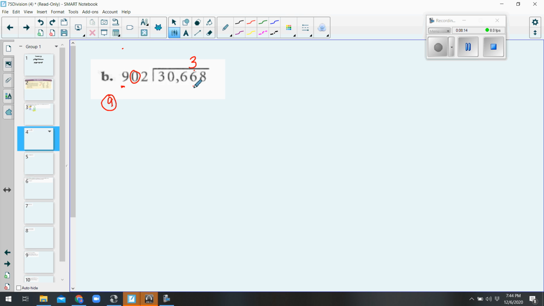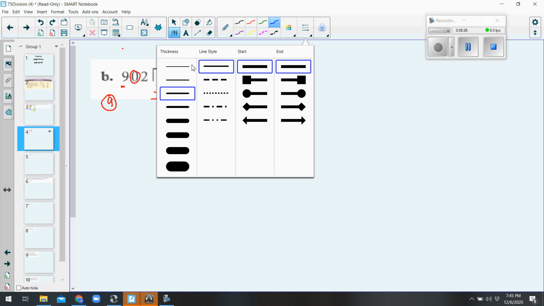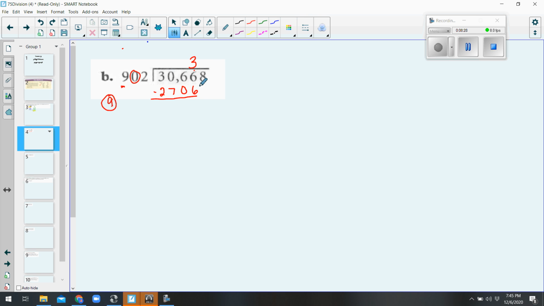3 times 2 is 6. 3 times 0 is 0. And 3 times 9 is 27. And then we're going to subtract. 6 minus 6 is 0. 6 minus 0 is 6. I cannot say 0 minus 7. You can borrow here, but you should be able to see that's 30 minus 27. But 10 minus 7 is 3 if you don't see that 30 minus 27 is 3. Compare, 360 is less than 902. So I'm going to bring down my 8.